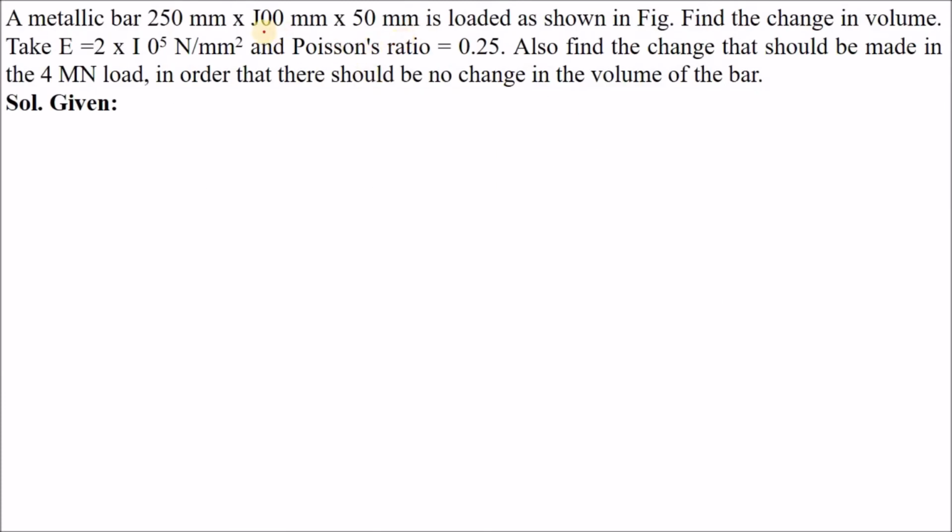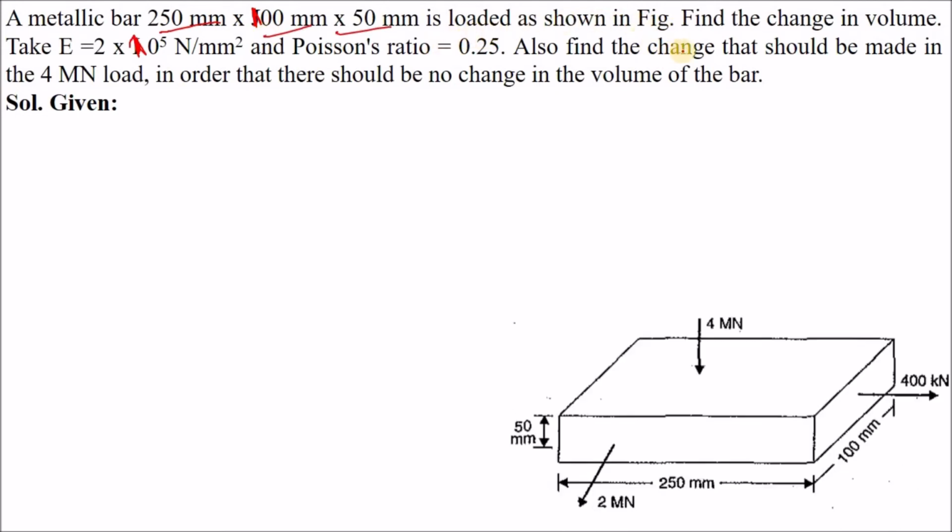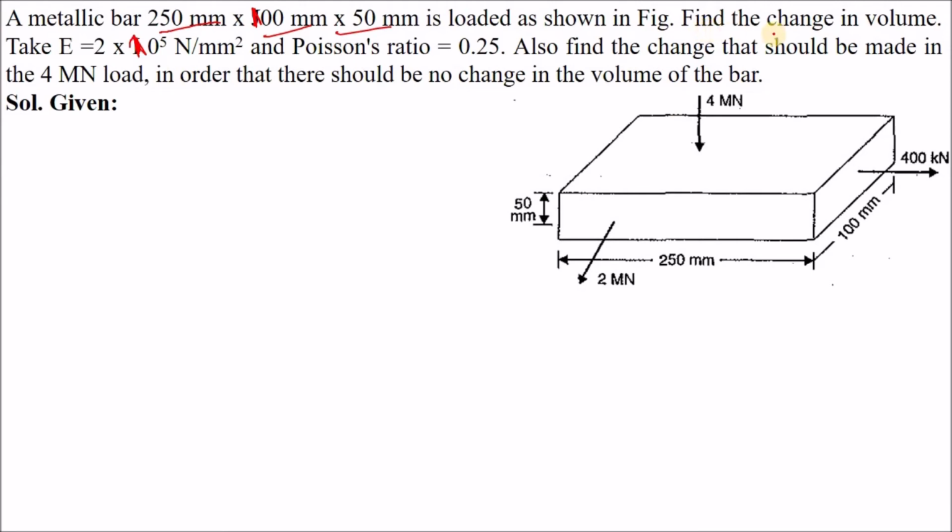In this question there is something different. This is 100, this is 1. A metallic bar of 250 mm into 100 mm into 50 mm is loaded as shown in the figure. The figure is given like this. Find the change in volume. Take E equal to this one. The E value is given to us, and the mu value is given to us.